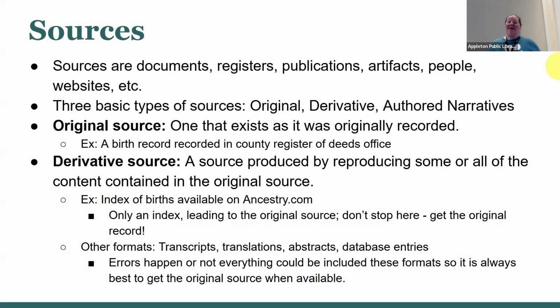A derivative source then is something that they produce that reproduces some or part of that information that might be contained in an original source. So for example, they could do an index of all the births that they have on Ancestry.com.